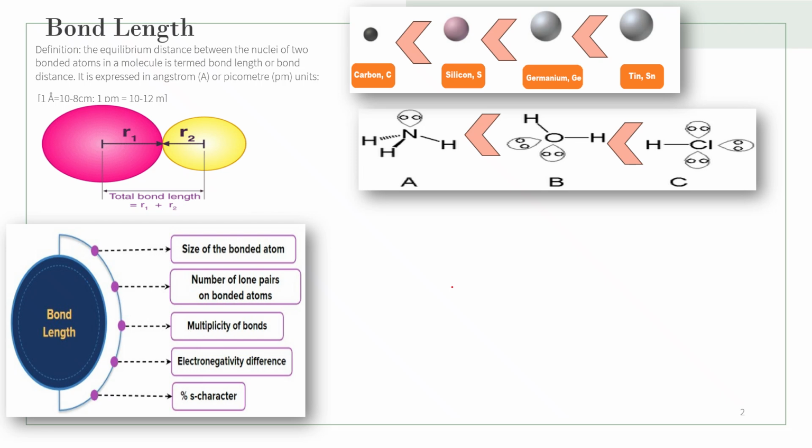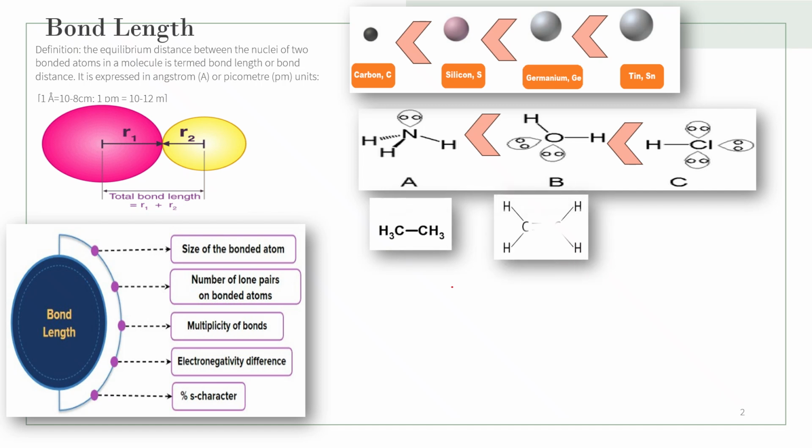Next one is multiplicity of bonds. See the example of alkane, alkene, alkyne. In alkane, it has only one bond. How many electrons are needed to form a single bond? Two electrons. In a double bond, it requires four electrons. In a triple bond, it requires six electrons. If the electron density increases on the bonded atom, the bond length decreases.